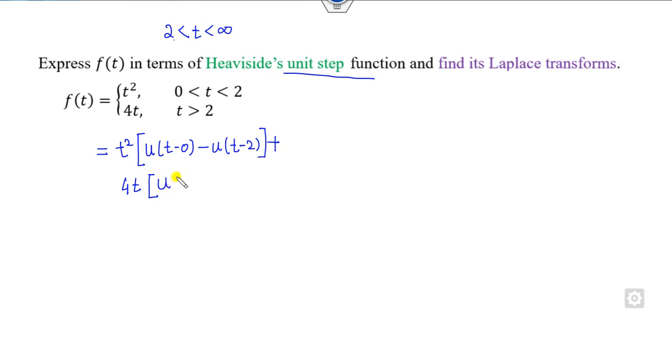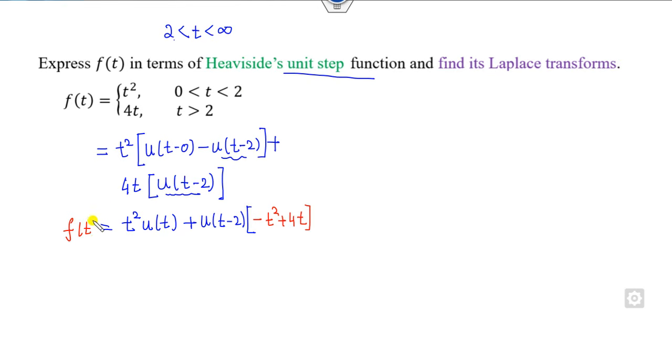So the lower limit is only t minus 2, and there is an infinity, there is no need to write. Now I can open this bracket because you can see this number and this number will be common. So it's u of t times t square, plus u of t minus 2. I can take u of t minus 2 as a common. So what is the inside term? It's minus t square plus 4t. So this is the expression of the unit step function.